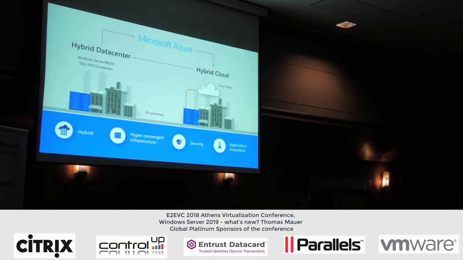And if we talk about investments in Windows Server 2019, we basically can create four categories, right? We call the first one hybrid, then the hyper-converged infrastructure, which is basically all the software-defined networking stuff. Another one, security, and then application innovation. And I'll try to speak a lot about the application innovation stuff because I know a lot of you guys are interested in RDS and things like that, what's happening there. So I will try to spend most of my time there and also in the hybrid and hyper-converged stuff. So let's start with hybrid.